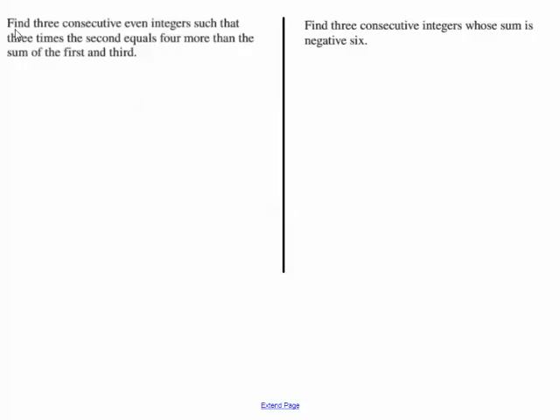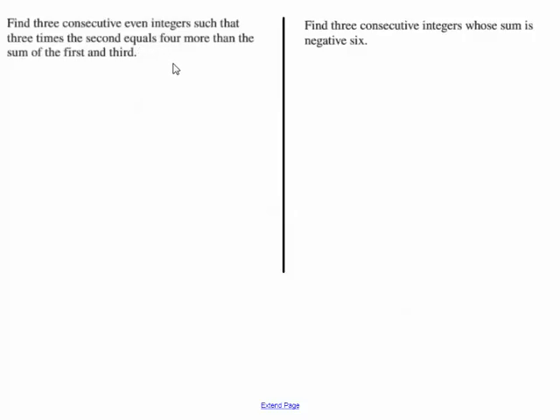So we'll do the one on the left. Find three consecutive integers such that 3 times the second equals 4 more than the sum of the first and third. Wow, all right. So let's define our variables. We've got find three consecutive integers, because we need to begin with the end in mind. We've got to find out what we need to find out.